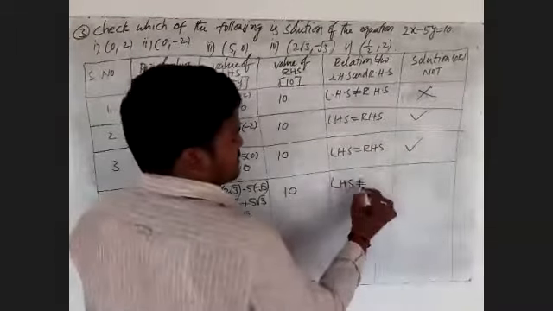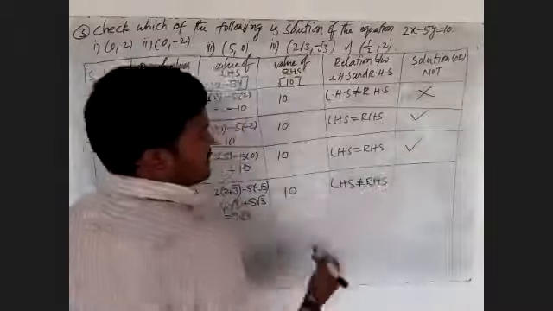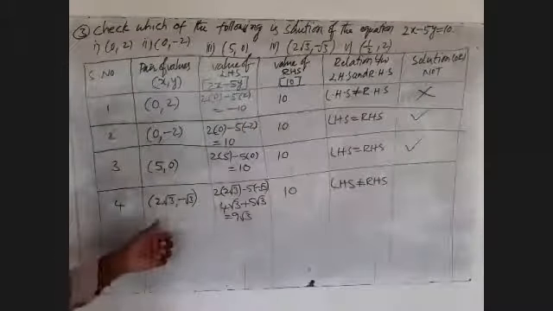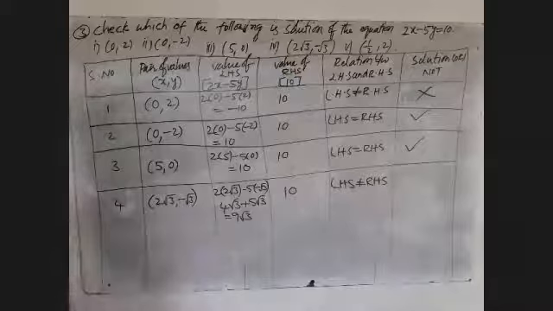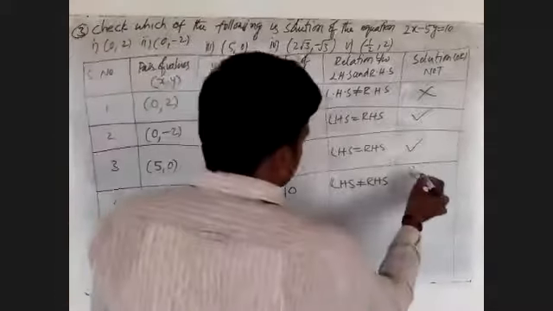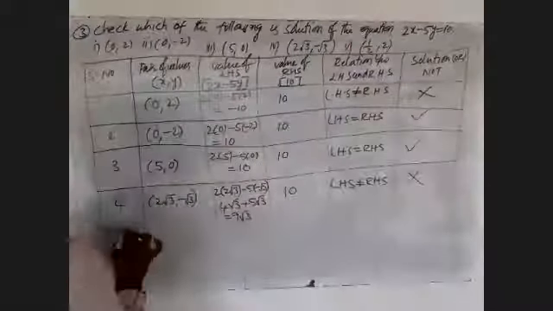LHS does not equal RHS. LHS does not equal RHS means (2√3, −√3) is not a solution of the given equation. Now I am going to the next one.